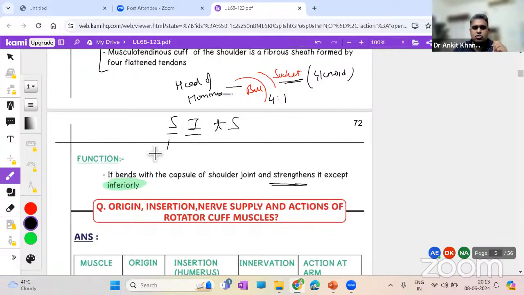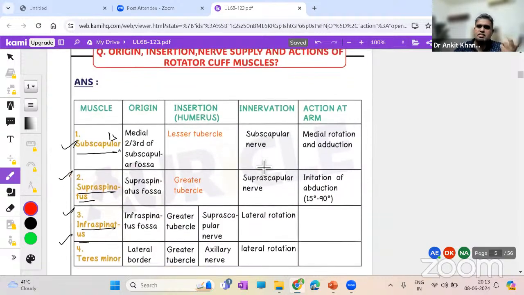This S and I are supraspinatus and infraspinatus. This S is subscapularis. The reason I'm stressing the small t is because it is teres minor, not major. So minor, remember, that is why small letter. So SITS are the 4 main muscles. You should know their origin and insertion.